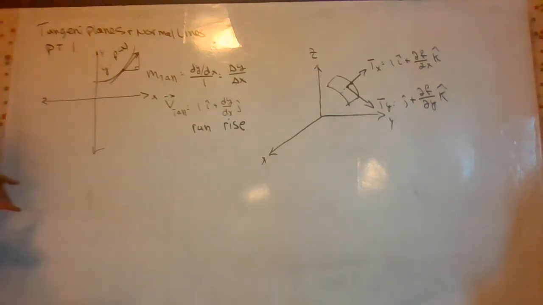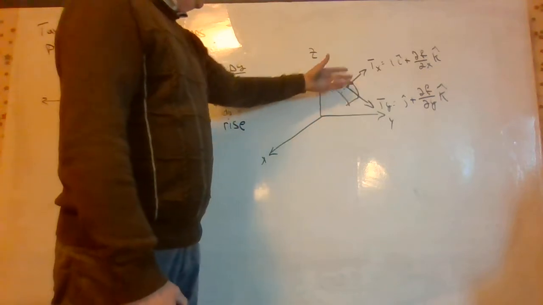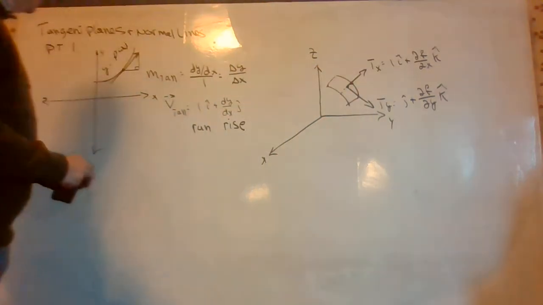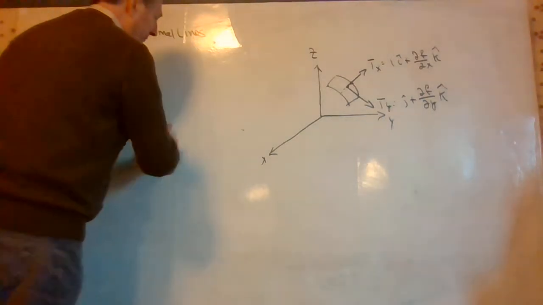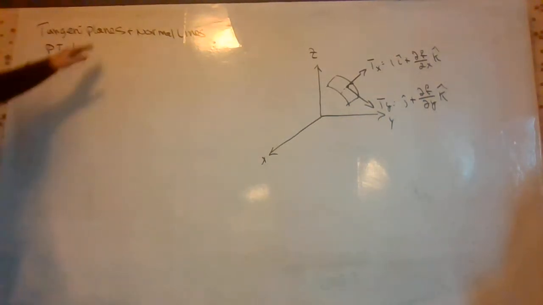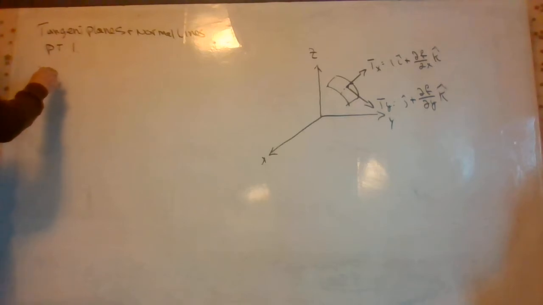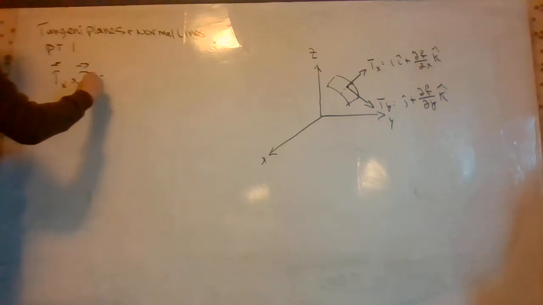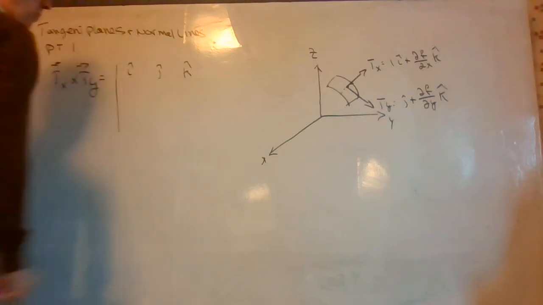Now, we want a normal vector. We don't want a tangent vector, but you could actually cross these two, and it would give you a normal vector. Let's go ahead and do that. We'll calculate the cross product. This video is just a derivation. Part 2 will actually solve a problem. So let's do tx cross ty.